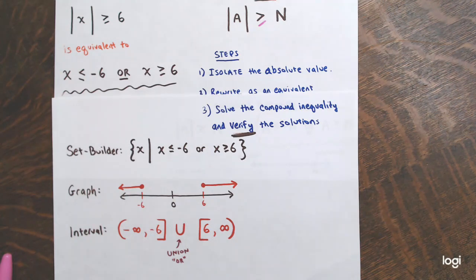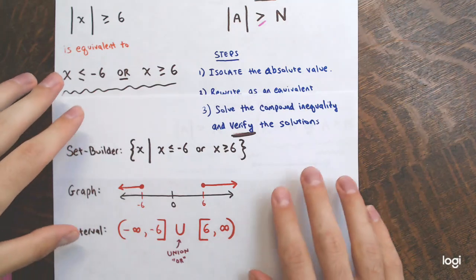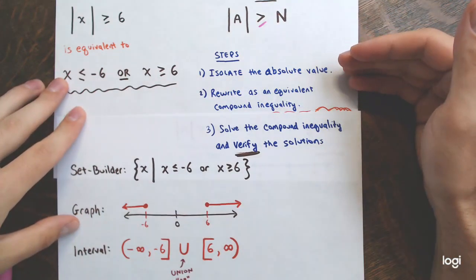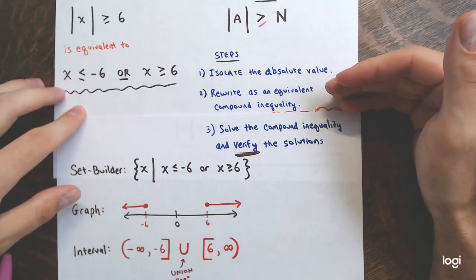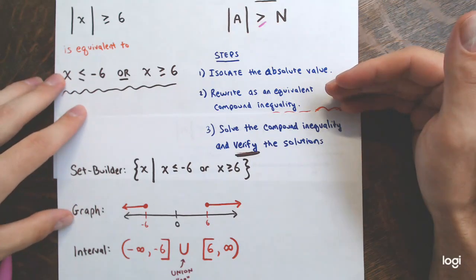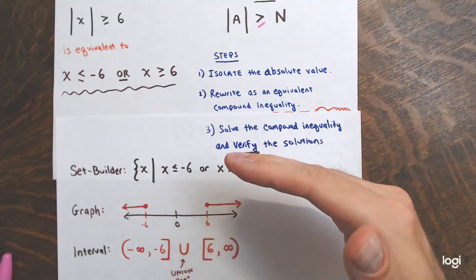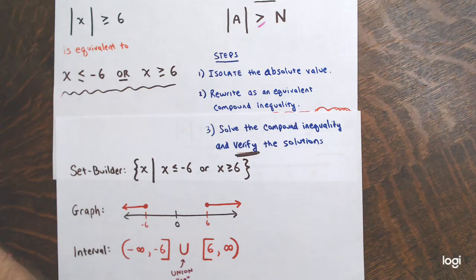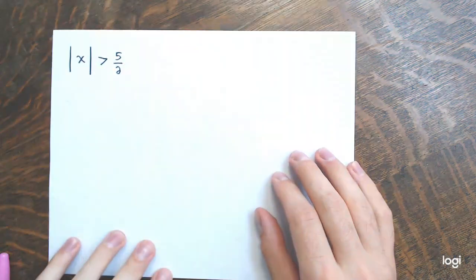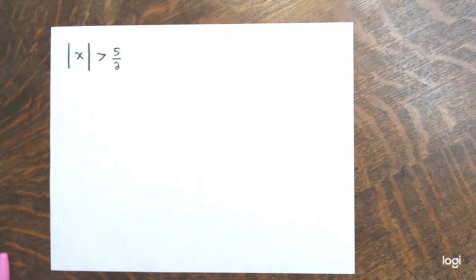I'm going to keep going with this. I've got several more examples, and I'm going to be following the same 3 steps. We're isolating the absolute value, rewriting as an equivalent compound inequality, then solving the compound inequality and verifying solutions, and of course writing our solution set in these 3 ways. My next example involving absolute value greater than or equal to is this one here. Solve and write the solution set in set builder notation, interval notation, and make a graph.